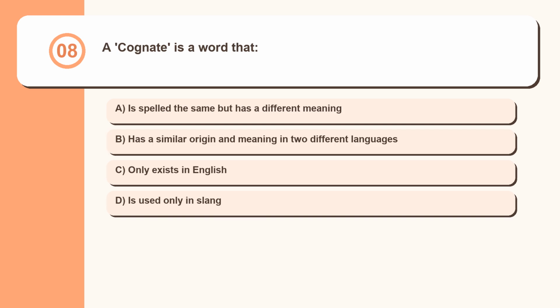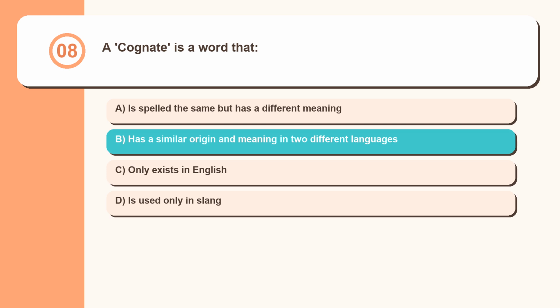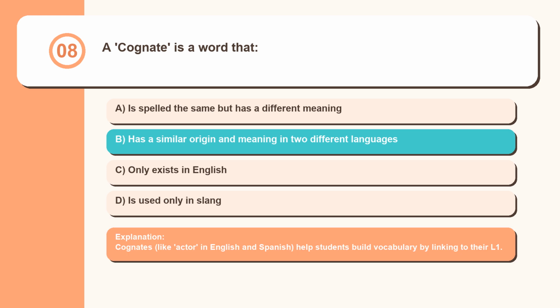Question 8. A cognate is a word that is spelled the same but has a different meaning, has a similar origin and meaning in two different languages, only exists in English, is used only in slang. Cognates, like actor in English and Spanish, help students build vocabulary by linking to their L1.